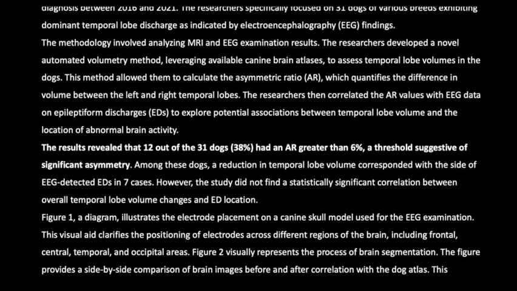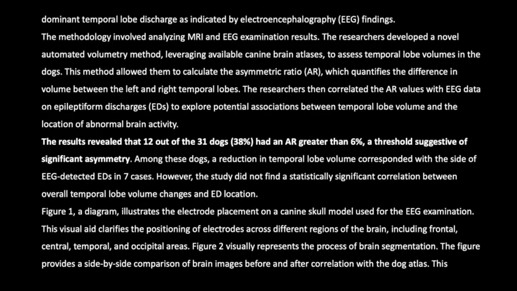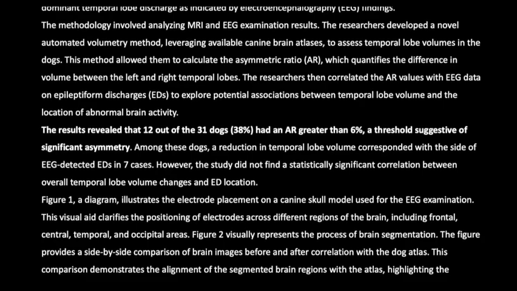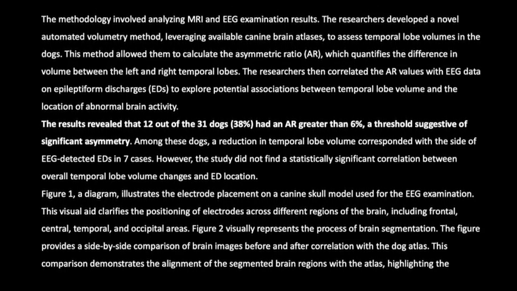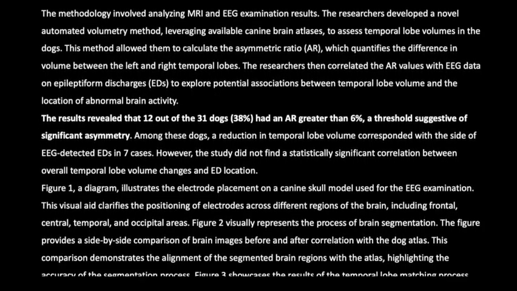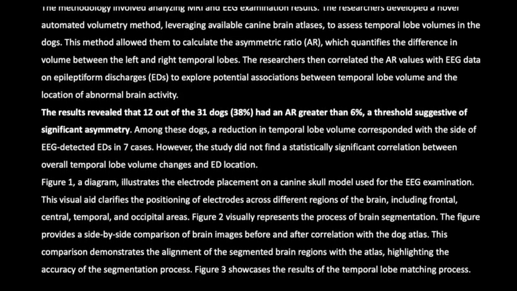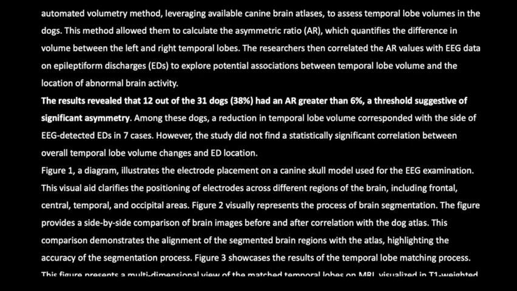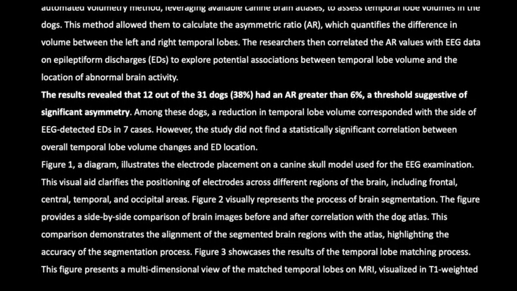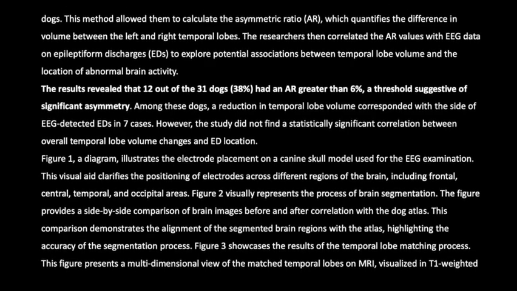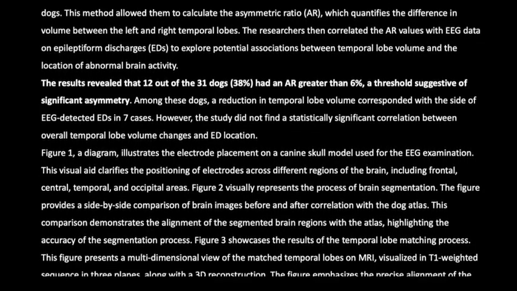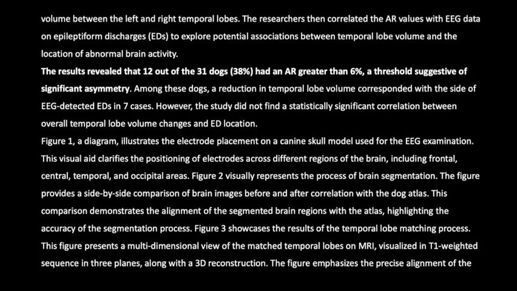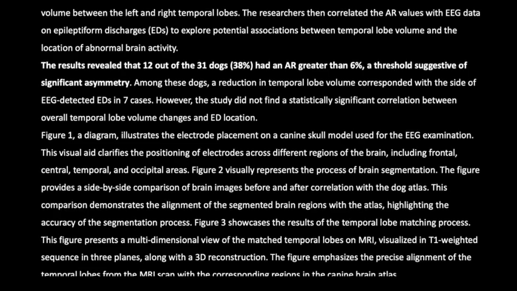The results revealed that 12 out of the 31 dogs, 38%, had an AR greater than 6%, a threshold suggestive of significant asymmetry. Among these dogs, a reduction in temporal lobe volume corresponded with the side of EEG-detected EDs in 7 cases. However, the study did not find a statistically significant correlation between overall temporal lobe volume changes and ED location. Figure 1, a diagram, illustrates the electrode placement on a canine skull model used for the EEG examination.